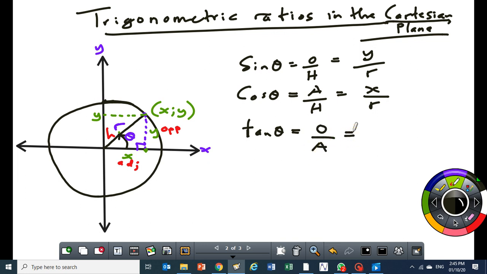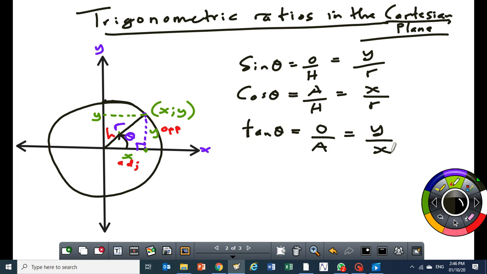It's y. With reference to this theta, remember the theta is measured from the x-axis in an anti-clockwise direction. So theta is our reference angle. Therefore, this vertical distance y becomes the opposite side, and the x, which is a horizontal distance, becomes your adjacent side. The radius of the circle becomes your hypotenuse. So this will be y over x.